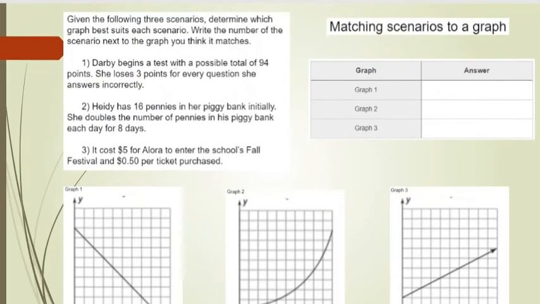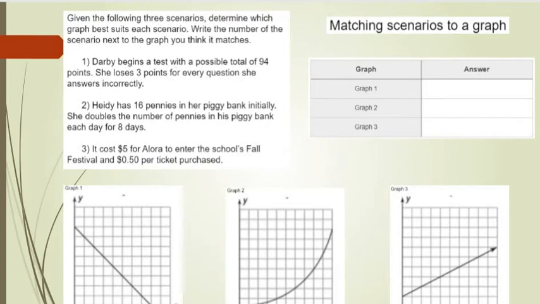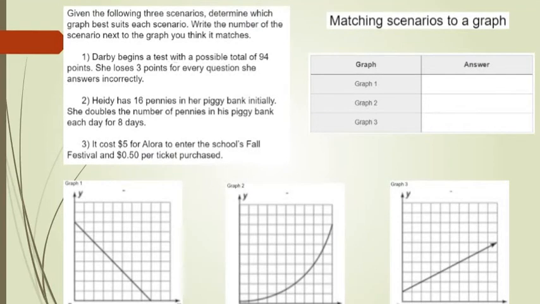On this next one, you have a scenario. You're given 3 scenarios down below, and you're going to determine which graph best suits each scenario. You're going to write the number of the scenario to the graph you think matches it best. You're going to write your answer right here. Now, Darby begins a test with a possible total of 94 points. She loses 3 points for every question she answers incorrectly. So find the graph that matches this scenario.